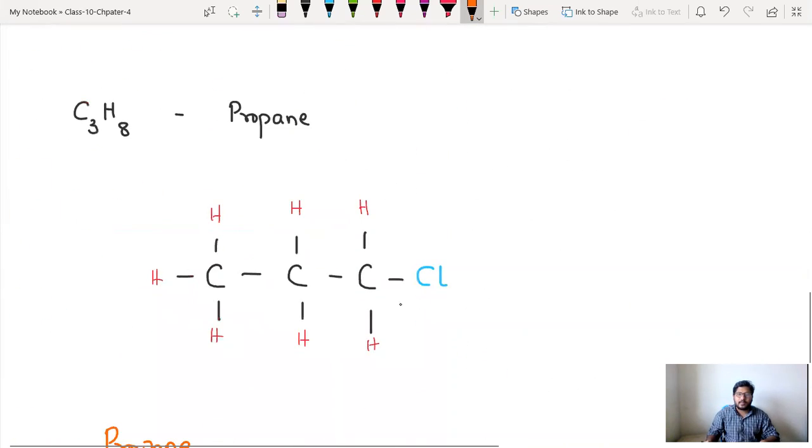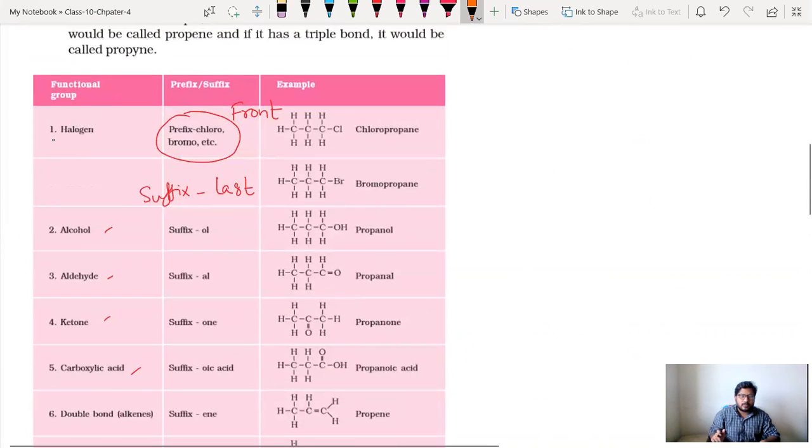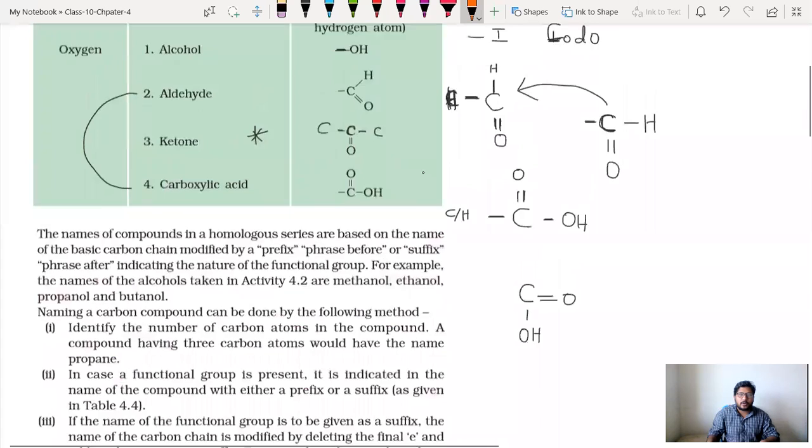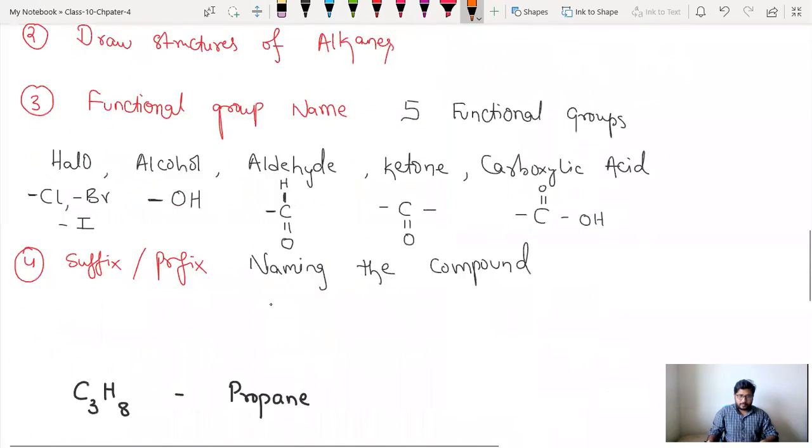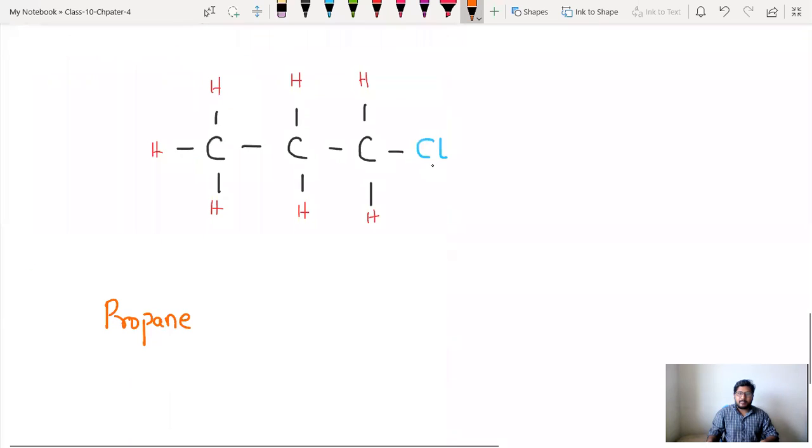So this chlorine, if you observe this halogen, it is a prefix. Prefix means front. So what I told you, if it is chlorine, what do you have to call? Chloro. And we are adding chlorine, so automatically it will become chloropropane. Simple.